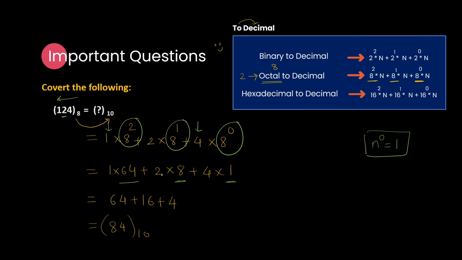Then 8 2s are 16. 4 into 1 will be 4. Okay, let's simplify. 16 plus 4 will be 20. 64 plus 20 will be 84. This is also the same example which we have considered in the from decimal set. Let's go and check it out.